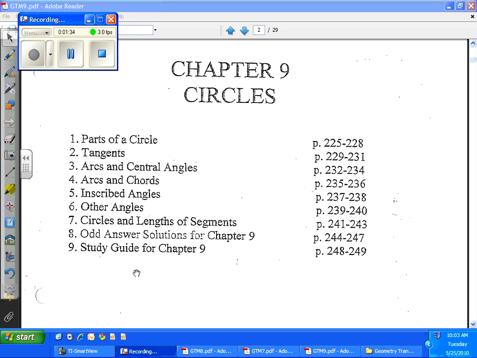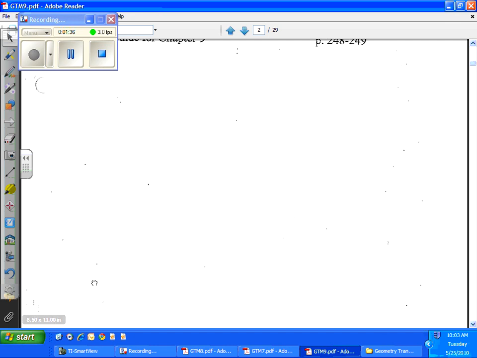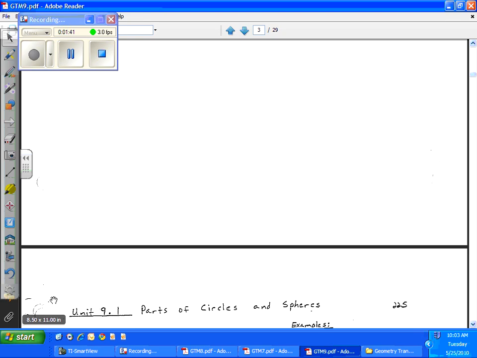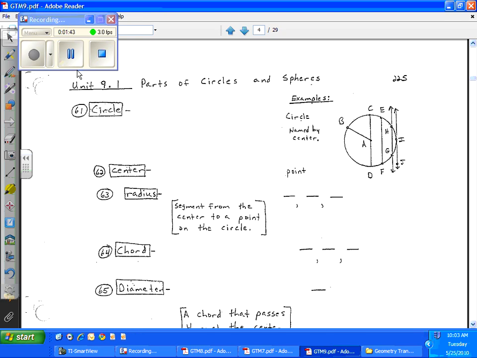So we're going to jump right into Unit 9.1, looking at the parts of circles. So parts of circles and spheres. A circle by definition, again, a definition tells us how to draw something. So a circle is the set of all points in a plane, a given distance from a given point in that plane.